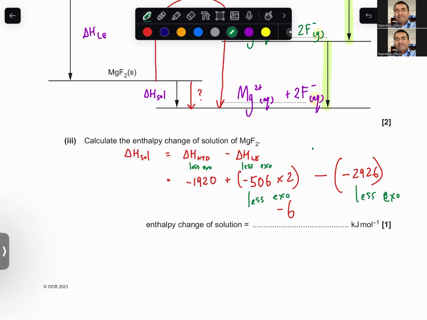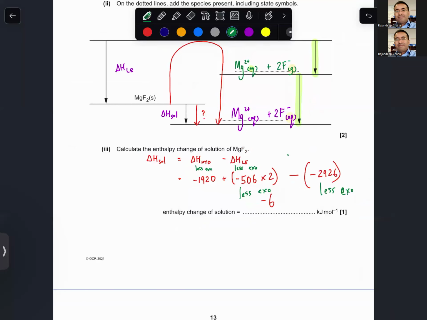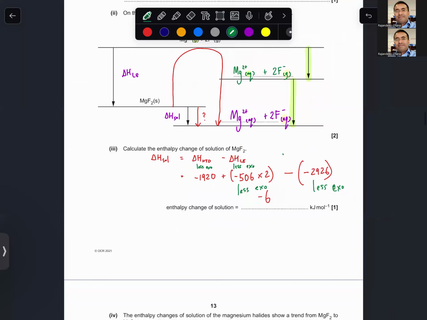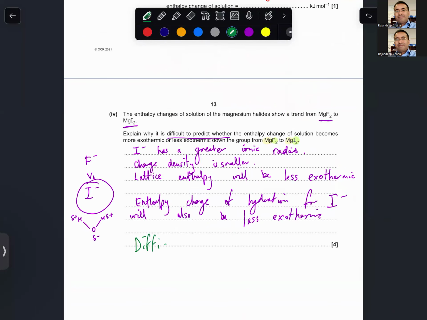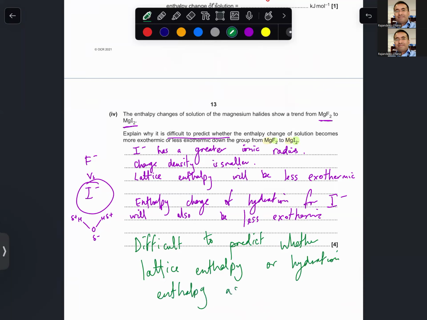I don't think I've explained that term properly, but any suggestions, please do let me know in the comments. But what the mark scheme says is that it's difficult. I've seen questions like this before, actually. Difficult to predict whether lattice enthalpy or hydration enthalpy has a greater effect.